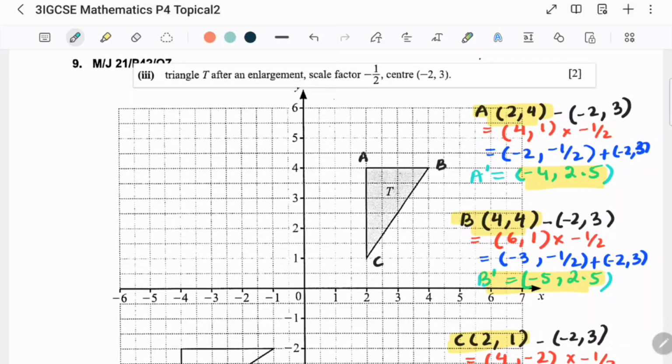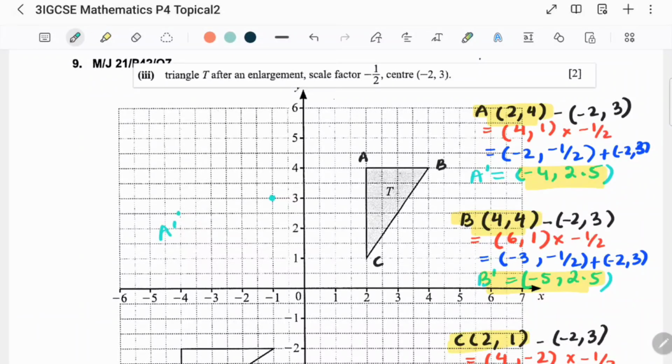So now let's begin the first diagram, the first point, sorry. 2, 4 is coming with the center of minus 2, 3. Minus 2, 3 is the center. So A is 2, 4, and now I have to make the point image at minus 4 and 2.5. This is your A prime.